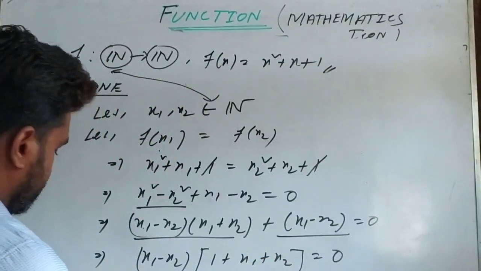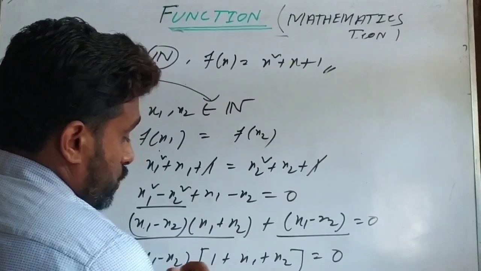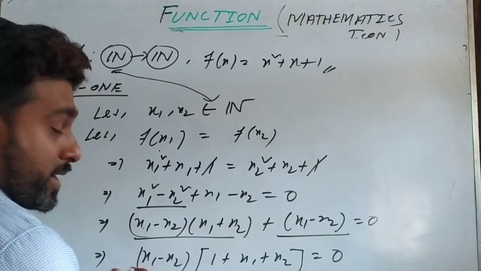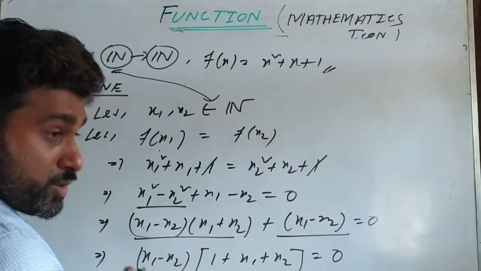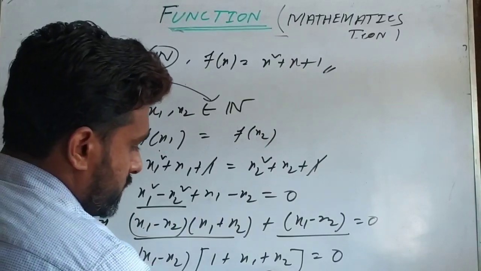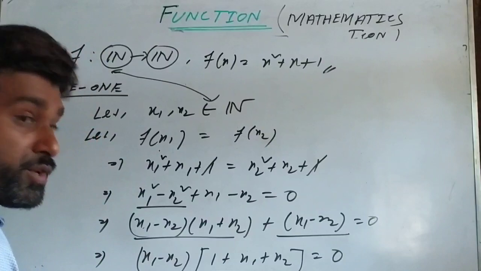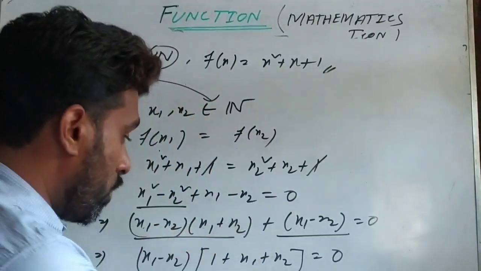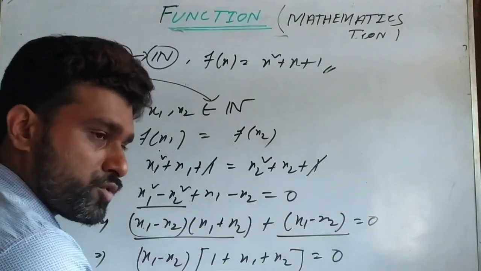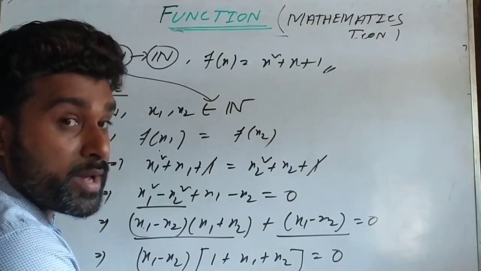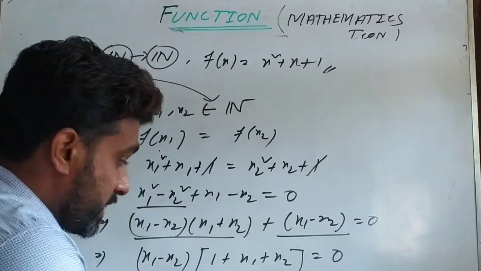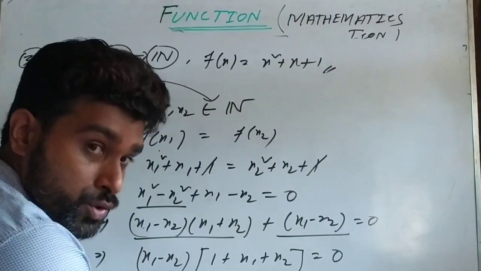So here you can see two factors are there. If you want to get x1 minus x2 equals to 0, then x1 equals to x2, because we have to check that this term should be not equals to 0. Because without getting this concept, we cannot write here x1 equals to x2. So we have to check whether it is not equals to 0 or not.